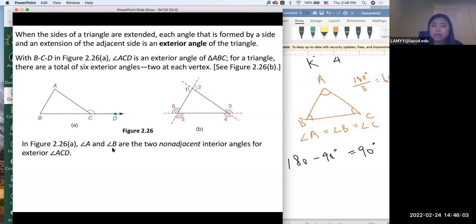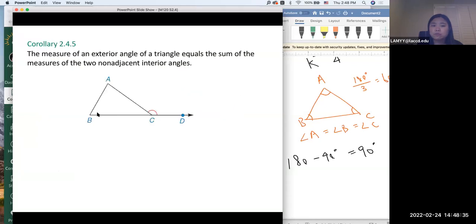And then angle A and angle B are the 2 non-adjacent interior angles for the exterior angle ACD. A and B are non-adjacent interior angles. You could see A and B are not touching the exterior angle here. So A and B are not with this exterior angle, so we call them non-adjacent. And there is a relationship between these 3 angles. The sum of angle A and angle B will be equal to the exterior angle.